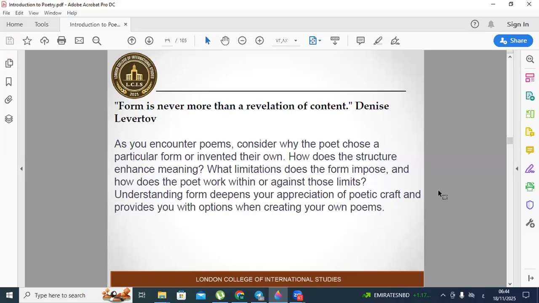Sometimes poets use traditional forms that connect with the literary tradition. Sometimes they invent new forms to express new experiences. Understanding form deepens your appreciation of poetic craft and provides you with options when creating your own poems.